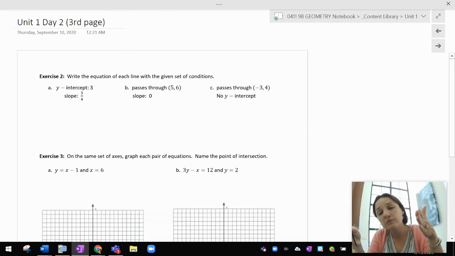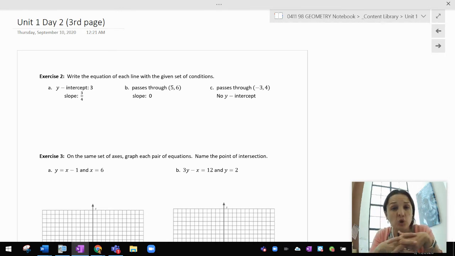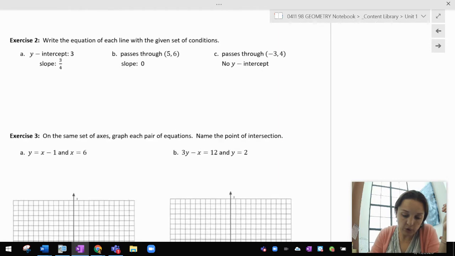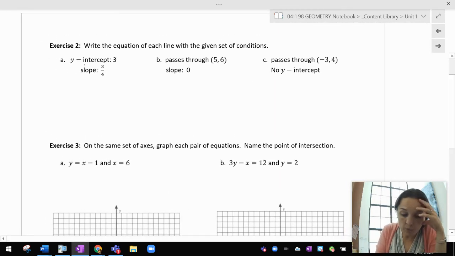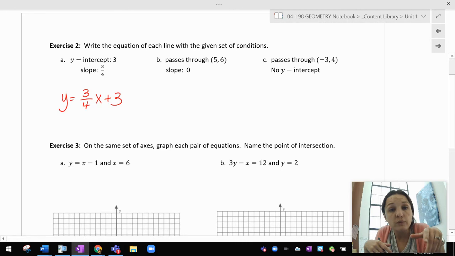Now, what if I have to write that equation, but I don't have a picture? I have information. We can do the same thing. So if I wanted to write an equation, just given information instead of the picture, I can do that too. My y-intercept is 3, my slope is 3/4. Y equals 3/4 x plus 3. Put the slope in front of the x, put the y-intercept at the end.